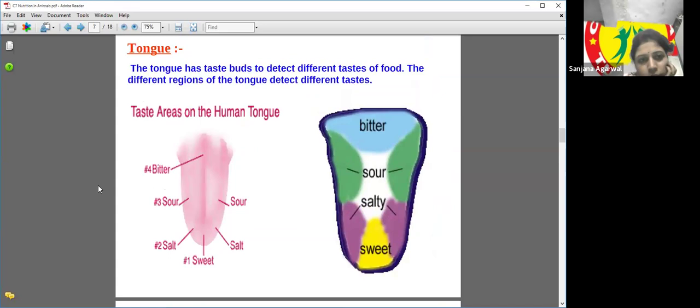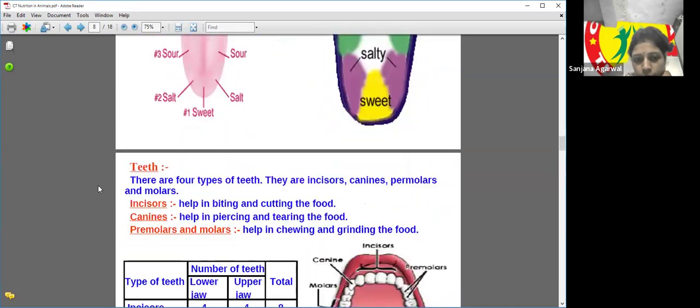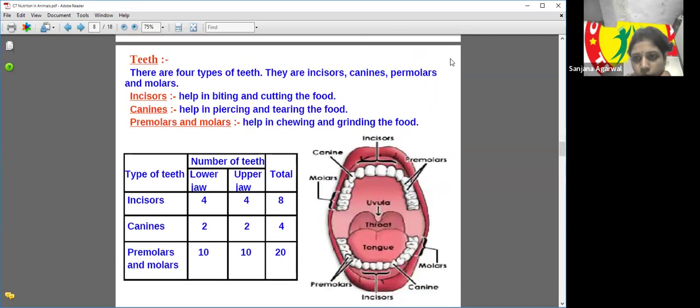So last time we discussed the tongue and the taste areas on our tongue. Next is to take up the teeth structure, the number of teeth, their function, etc. Okay, ready, all?